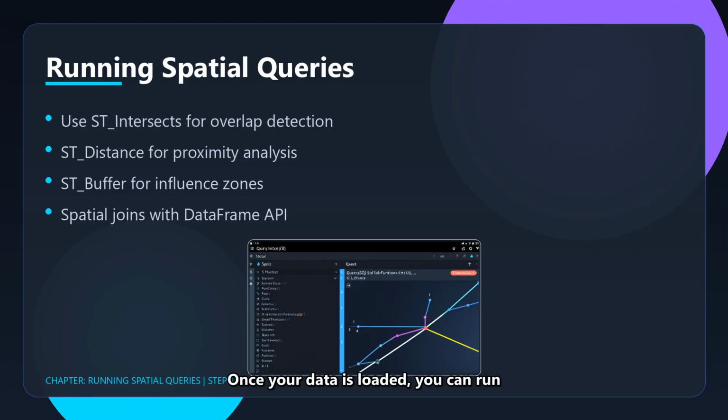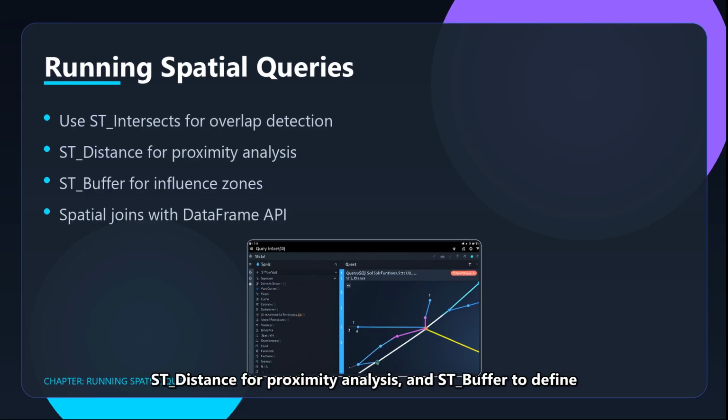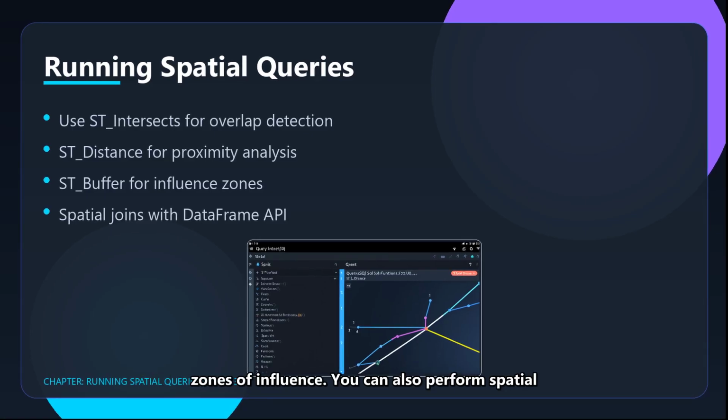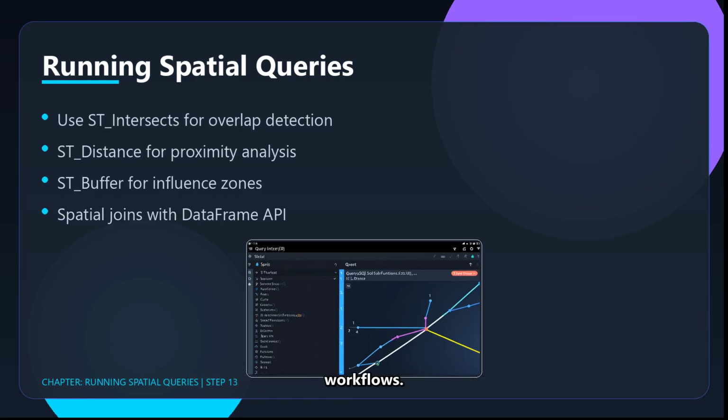Once your data is loaded, you can run powerful spatial queries. Use ST_Intersects to detect overlaps, ST_Distance for proximity analysis, and ST_Buffer to define zones of influence. You can also perform spatial joins using the data frame API for more complex workflows.